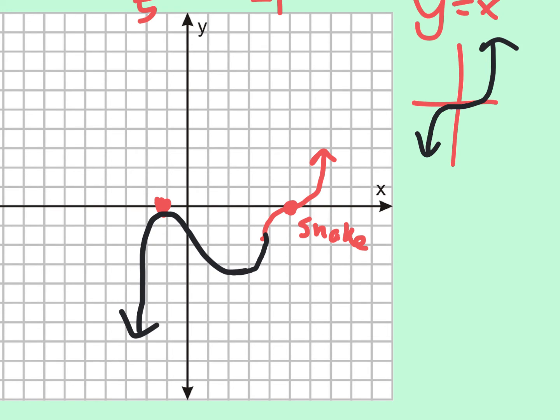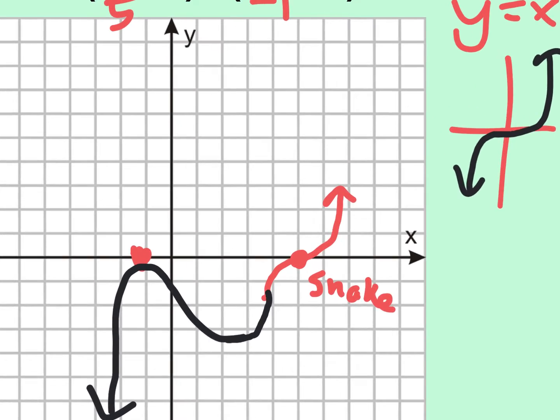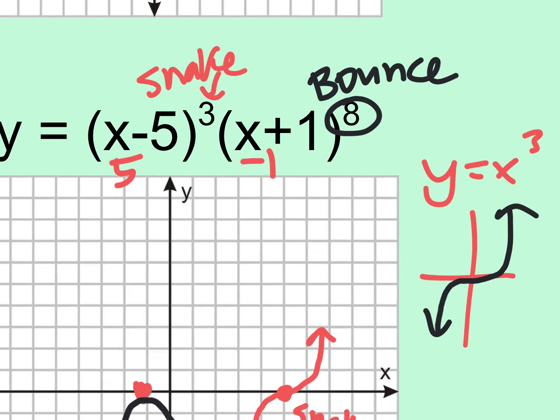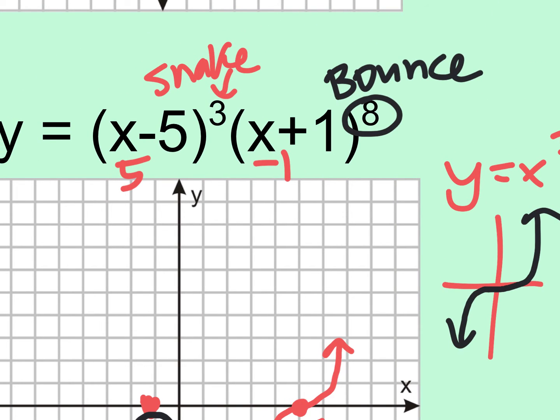Now, is that a super accurate graph? No. We'd have to actually stick in numbers, just put in a 0, see what you get. Put in a 1, see what you get. Put in a 2, see what you get. But the only one that's super important is the y-intercept. The y-intercept is where x is 0.